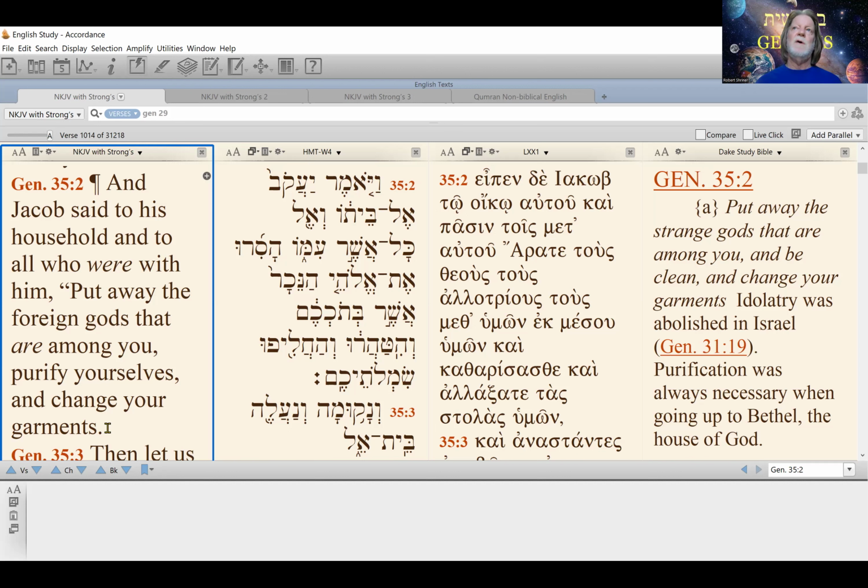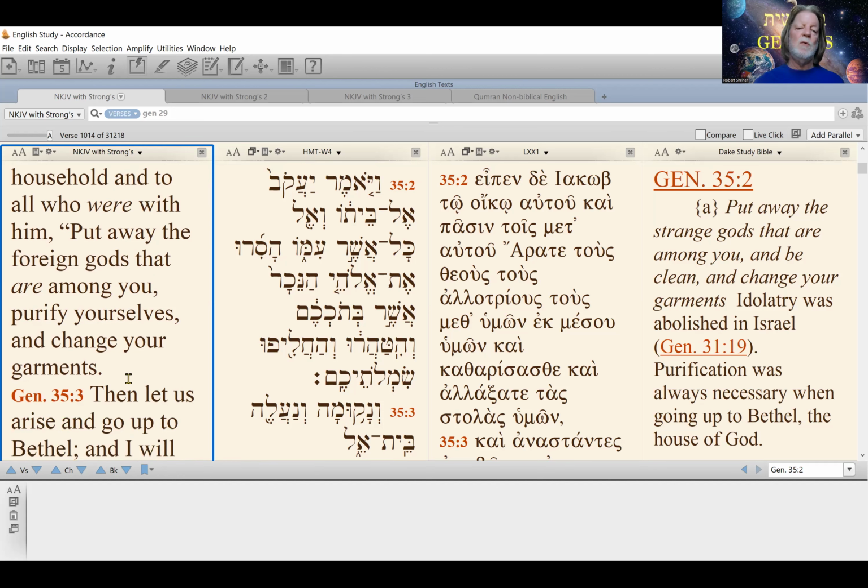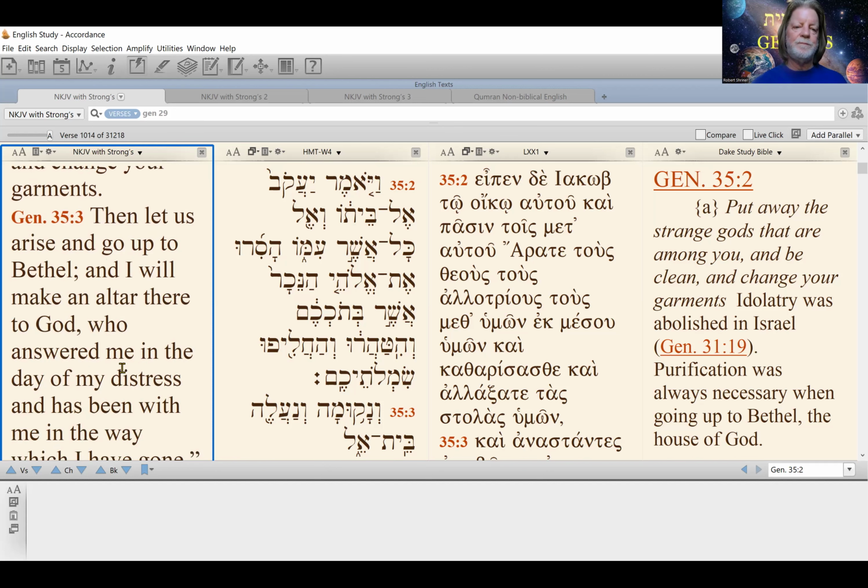And Yaakov knows that he's going to go to a place where God has appeared to him before, and God is going to appear to him again. And he wants to get all of the stuff that's offensive to God out of the family. So he says, get rid of your foreign gods and purify yourselves and change your garments. The purifying is usually done by washing in water. So it's an outward washing or cleansing that signifies an internal cleansing of the soul and spirit.